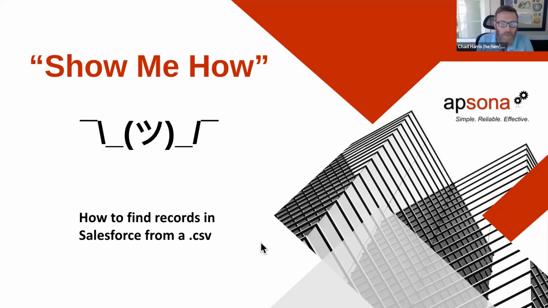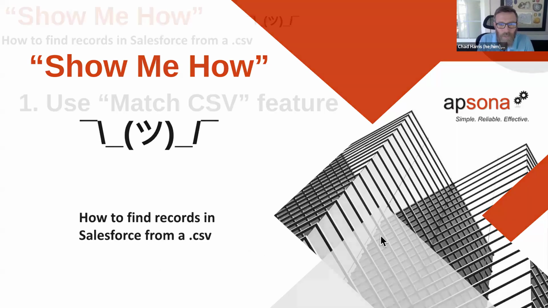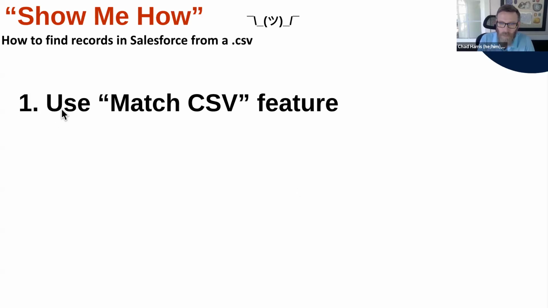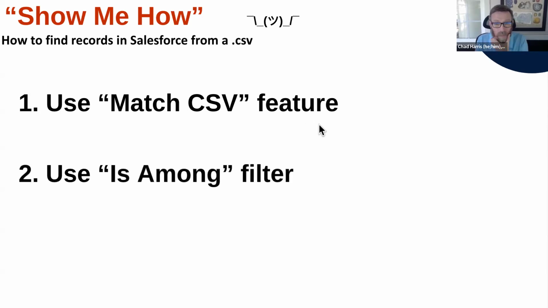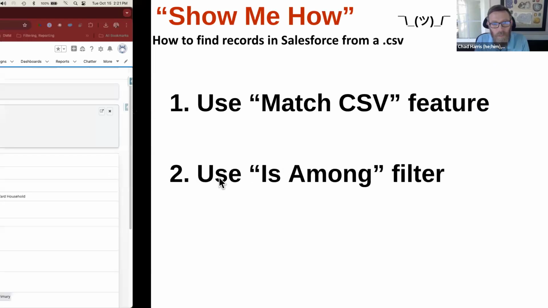All right, so how to find records in Salesforce from a CSV. The first way we're going to do this is using our Match CSV feature. This is part of our add-on tool, our dedupe and match add-on, and it's a really great method. Second is a little bit simpler, but comes with our base package, and that's just using a particular filter. So let's come on over.